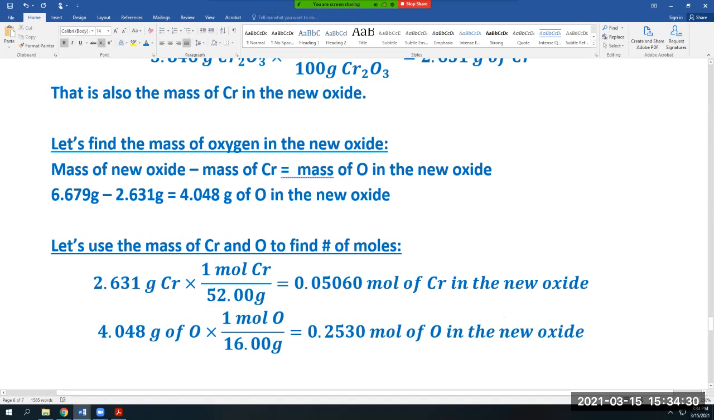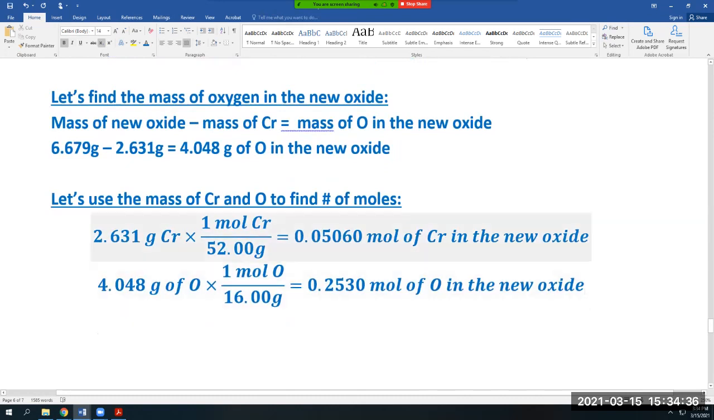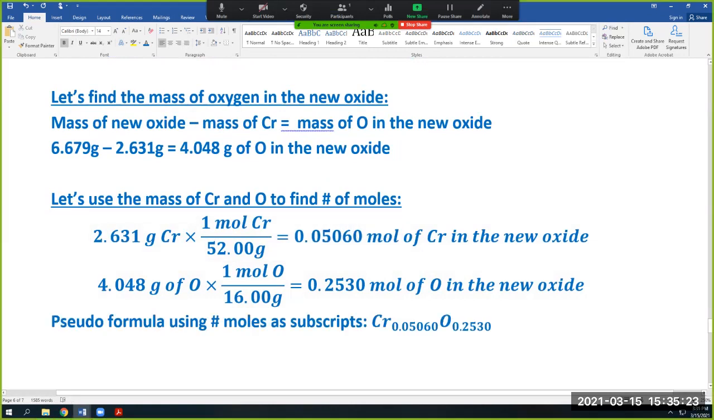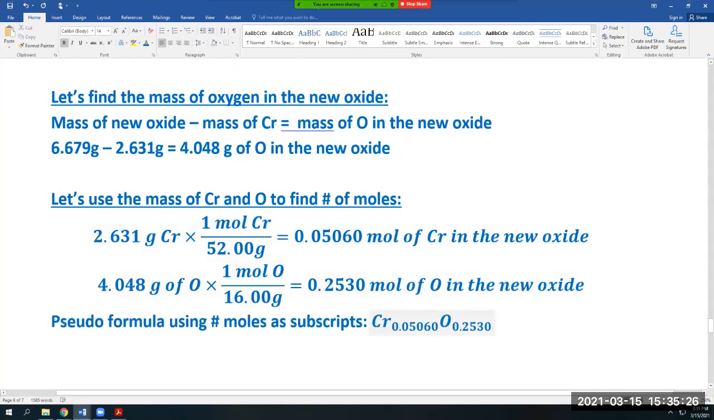So the procedure from there is to write a pseudo formula, right? If you write a pseudo formula using those numbers of moles as a subscript, then you will have a pseudo formula. So that makes this pseudo formula being chromium 0.05060. And then the subscript for oxygen is 0.2530, right? We use those number of moles as subscript. Of course, we cannot leave the formula like this. And so what we do is divide each subscript by the smallest of the 2 subscripts.